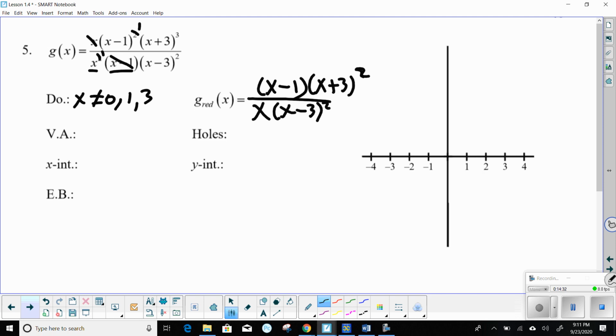Okay, so here's how we tell if they're vertical asymptotes or holes. So I look back up. On the original function, we said that x could not equal 0, 1, or 3. On the reduced function, x cannot equal 0 or 3, but x could equal a positive 1. So since the x minus 1 went away completely, that means 1 is a hole in the graph at 1 something. The vertical asymptotes then are at x equals 0, x equals 1, and x equals 3.